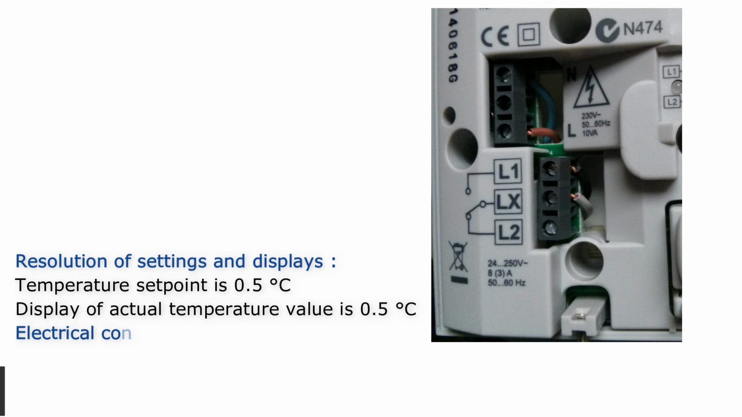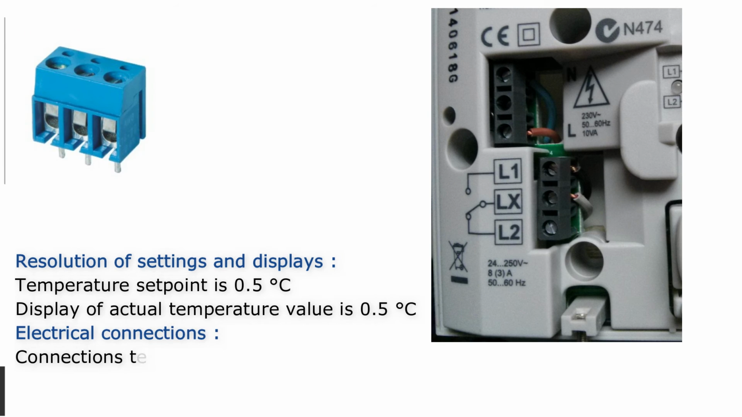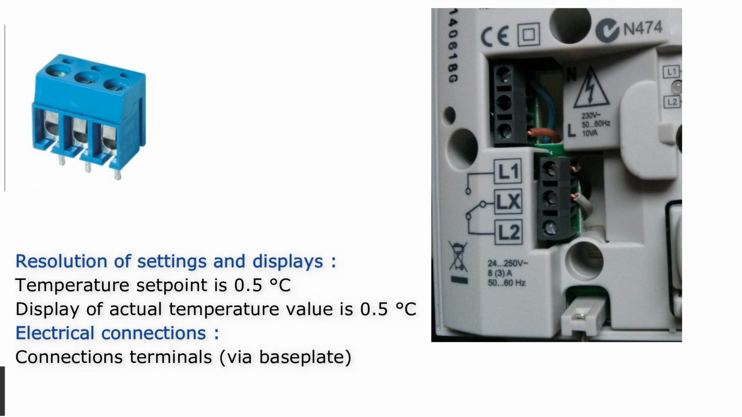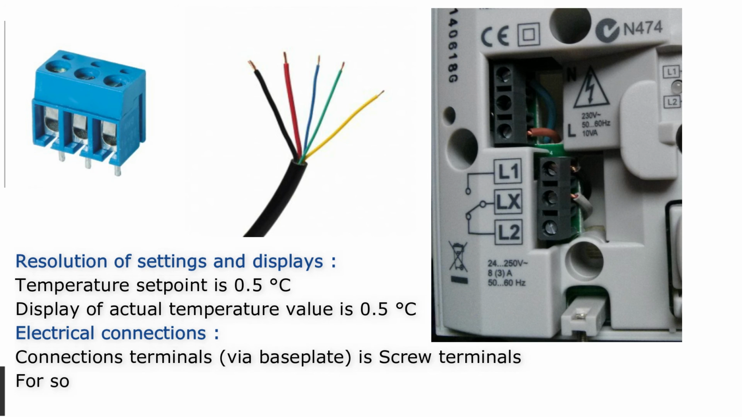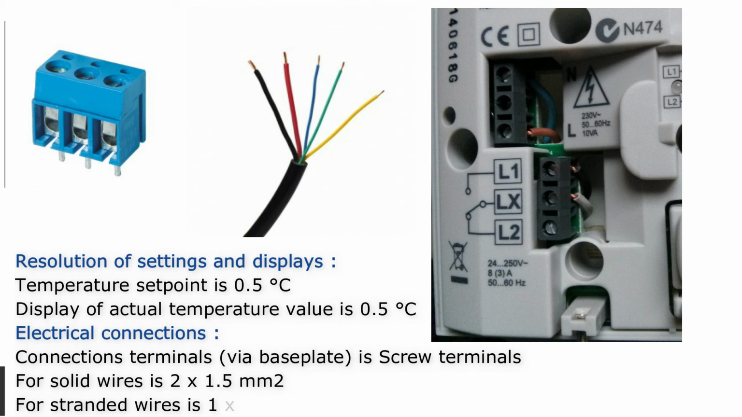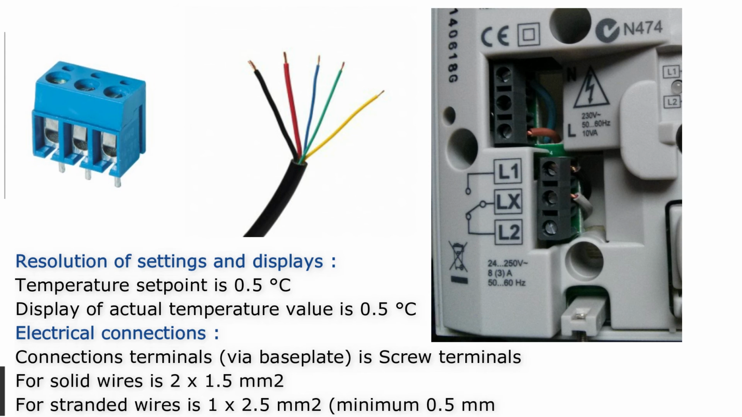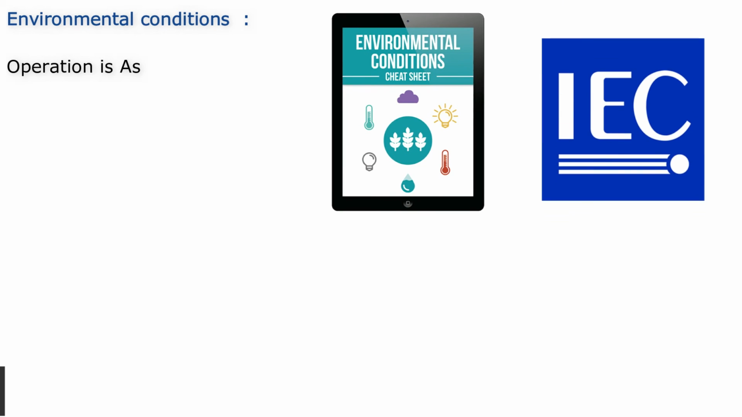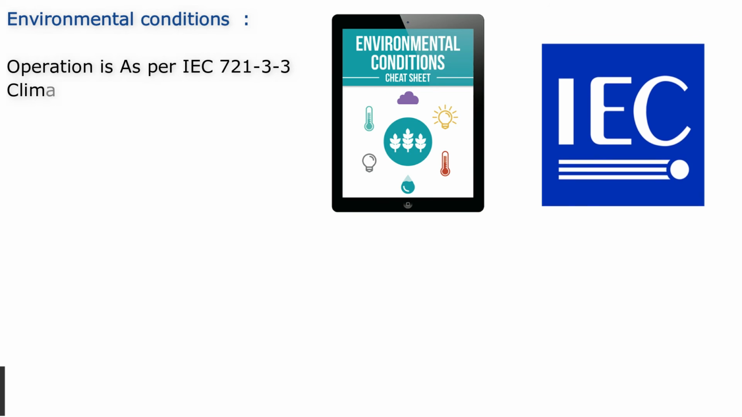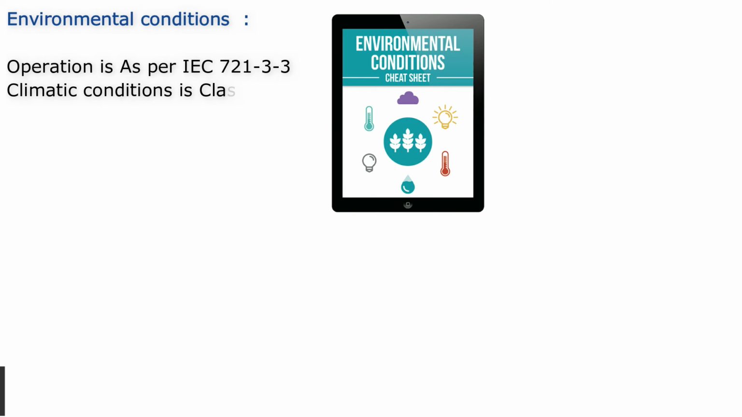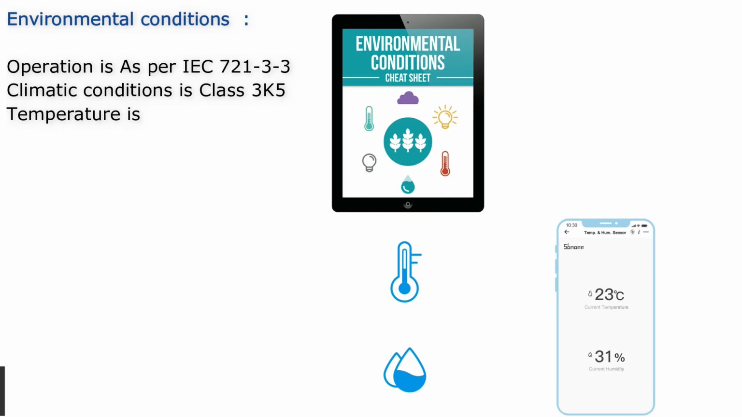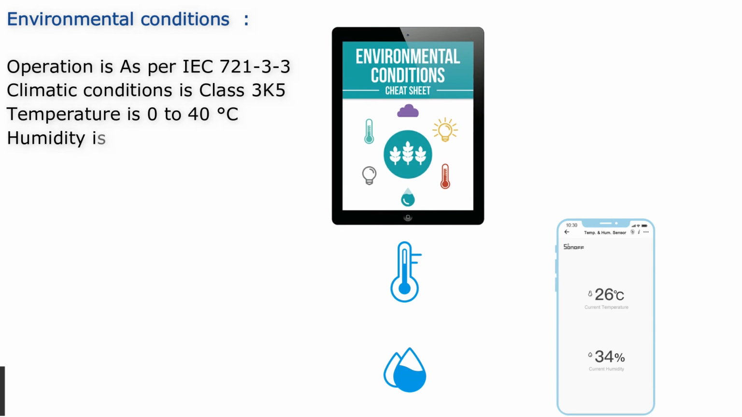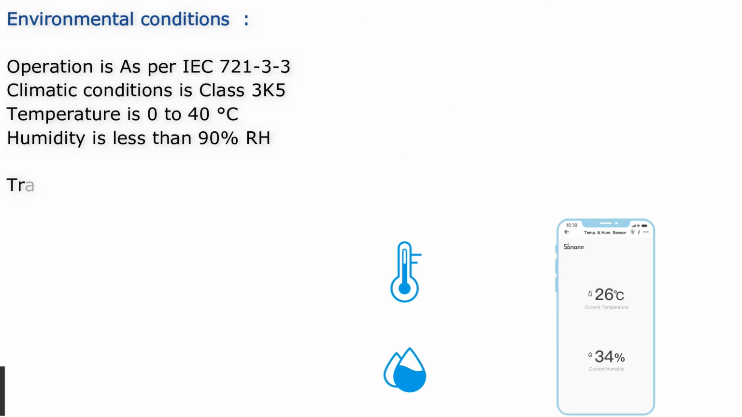Electrical connections. Connection terminals, via baseplate, are screw terminals. For solid wires is 2 by 1.5 square millimeters. For stranded wires is 1 by 2.5 square millimeters, minimum half a square millimeter. Environmental conditions. Operation is as per IEC 721-3-3. Climatic conditions is Class 3K5. Temperature is 0 to 40 degrees Celsius. Humidity is less than 90% RH.